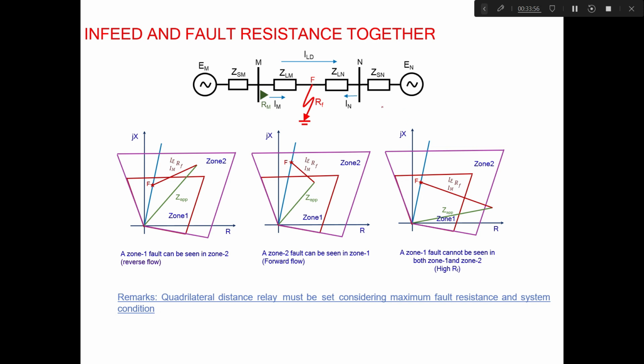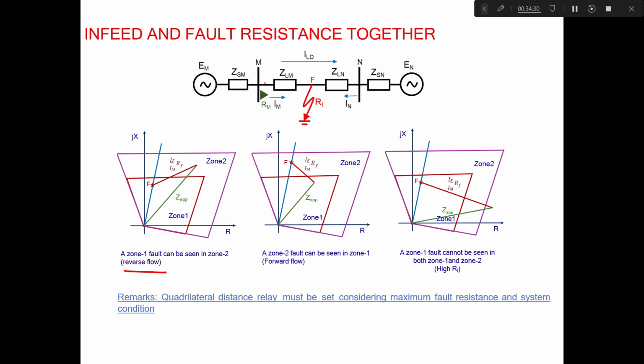Now if I plot this, this is your zone 1 rectangular characteristic, this is zone 2. In general, this is the impedance measured by the transmission line. Now, with the introduction of fault resistance, if there is a reverse flow of power, what is the meaning of reverse flow? That is, bus M is importing power from bus N. So now IN is leading IM, and this reactance will increase as well as resistance. So you can see that even if the fault is in zone 1, the relay is seeing this fault in zone 2. So this is an underreaching problem.